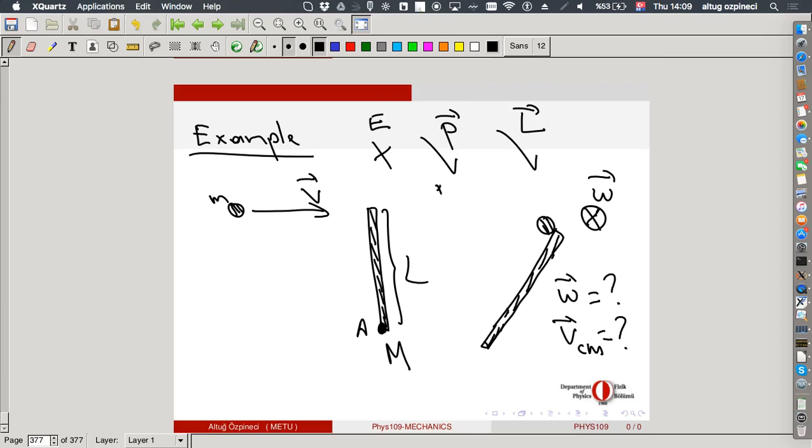Okay, back to our problem. This one. The rod is free to move. The mass comes and hits the rod at the top, and the system sticks together and they just roll and make translational motion, etc. In this system, the linear momentum and the angular momentum, they are both conserved.